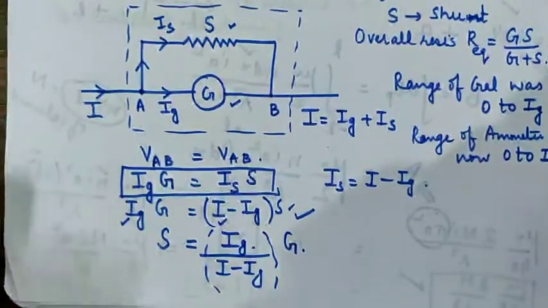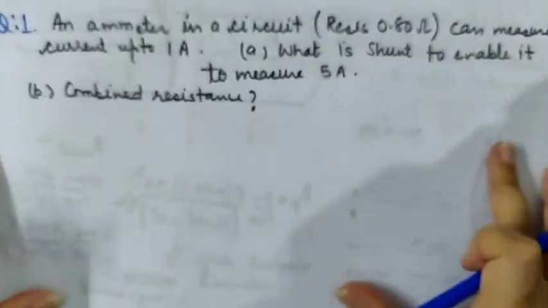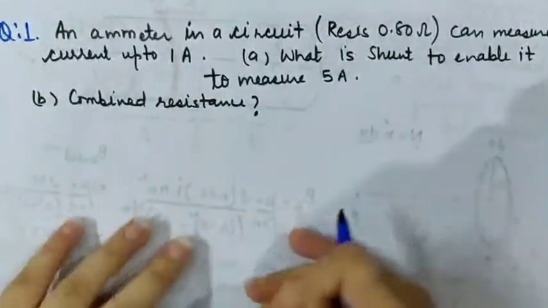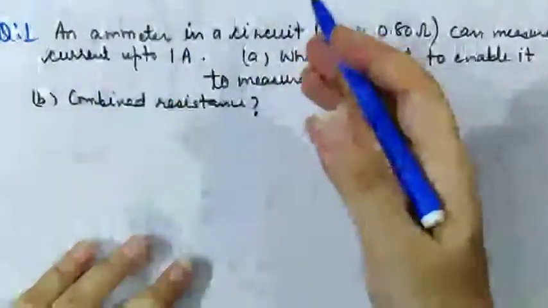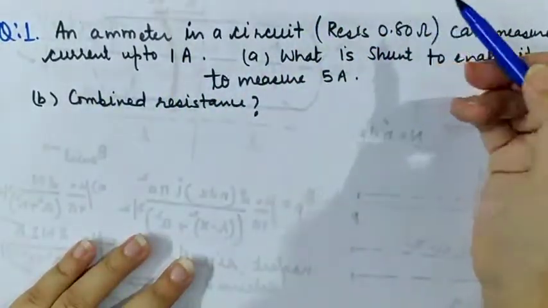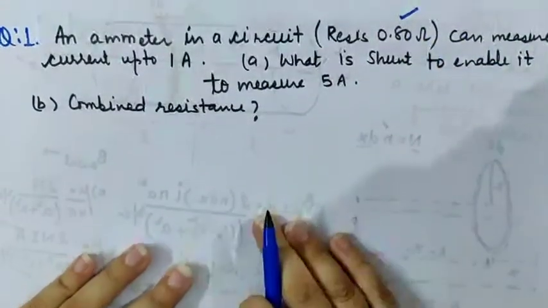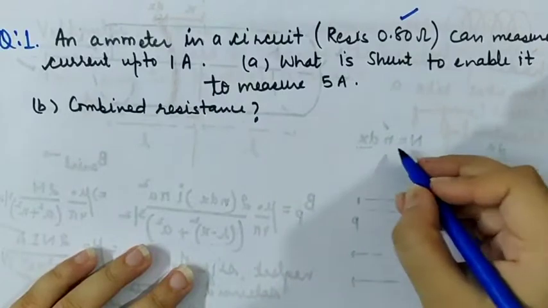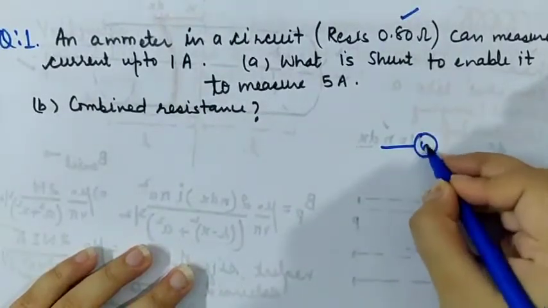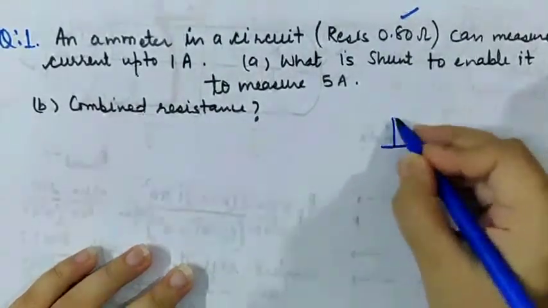So moving on to a numerical for using this concept. I will be explaining a numerical so that the concept is clear to you. In an ammeter, the resistance of the ammeter is 0.80 ohm. Now children, it is the case that a galvanometer is earlier connected to some ammeter.